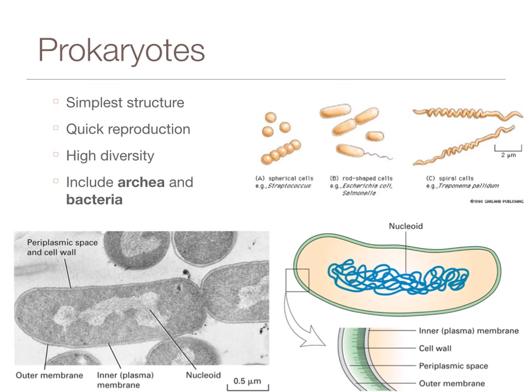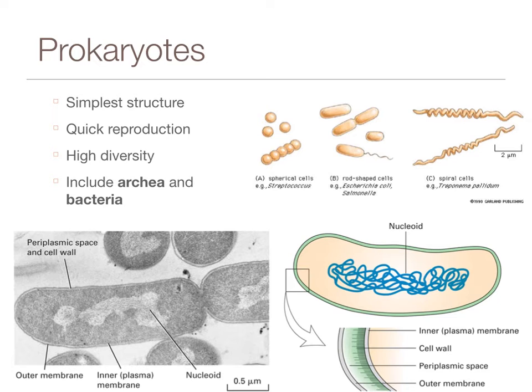If we have a closer look at prokaryotes, it has, as we said, a very simple structure. However, it is a very efficient structure because of its simplicity. It allows the prokaryotic cell to reproduce extremely quickly. It doesn't have a lot of structures and big complex molecules to reproduce, so it allows for a very quick cell division.